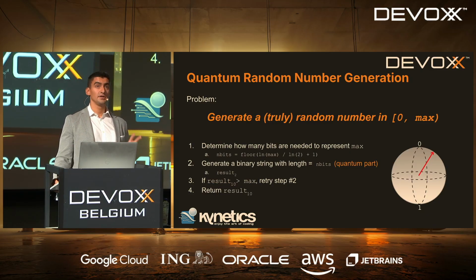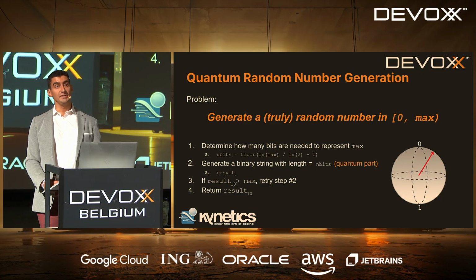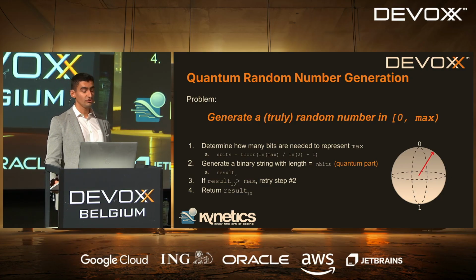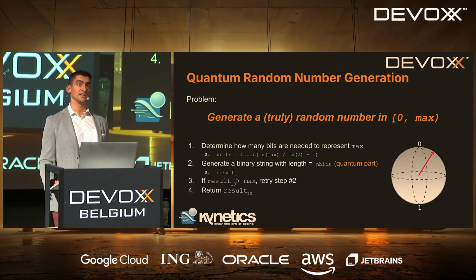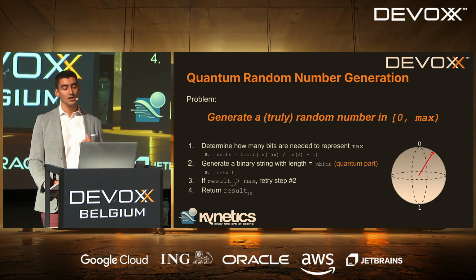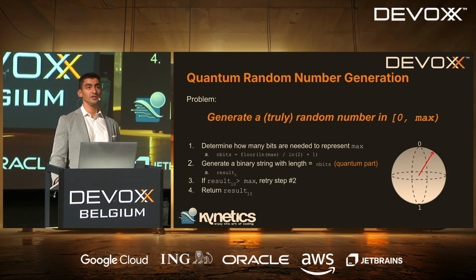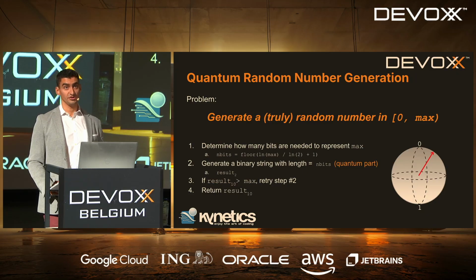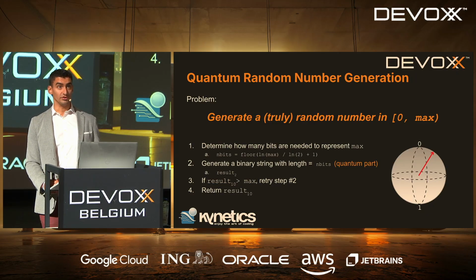The second step involves quantum computers. We have to generate a bit string which contains as many bits as needed to represent our maximum value. So, for example, if the maximum value is 10, we'll generate 4 bits. And we generate 4 bits using a quantum algorithm, which is very simple, as you'll see, achieving true randomness in the number that we generate.